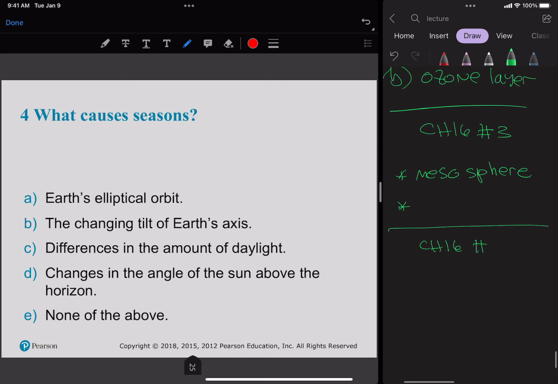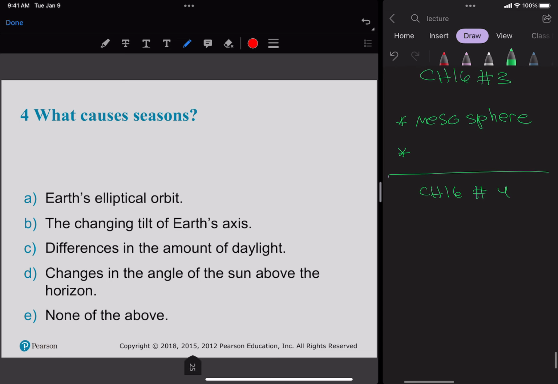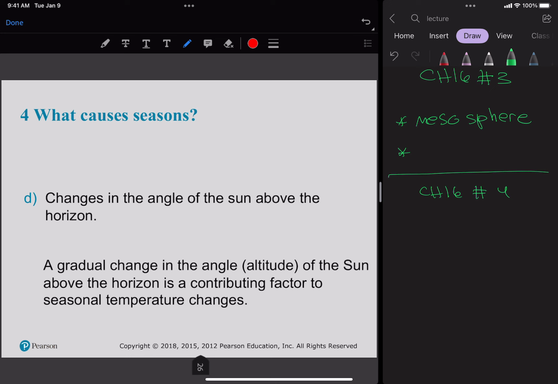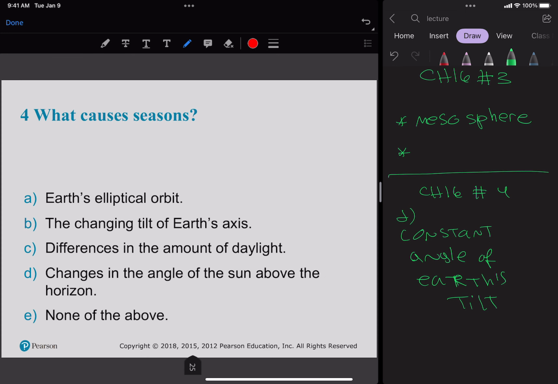Chapter 16, number 4. What causes seasons? So let's see the cause. And the cause is, let me be clear here, it's the constant angle of the Earth's tilt. So that's D. So there's a trick question here. Changing tilt is incorrect. The Earth's axis tilt does not change. The tilt is constant.